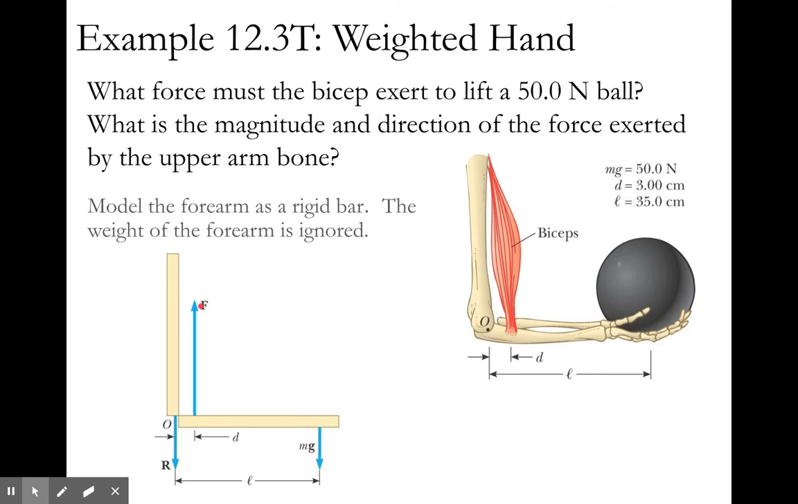We have the bicep that's going to pull up, and then we actually get a reactive force from the upper arm that's pushing down. Let me just sketch that out here, and then we'll write down what we're given. We're given that the mg for the ball is 50 newtons, the distance from the pivot point to where the bicep attaches is 3 centimeters, and the length of the forearm is 35 centimeters. And we'll just redraw.